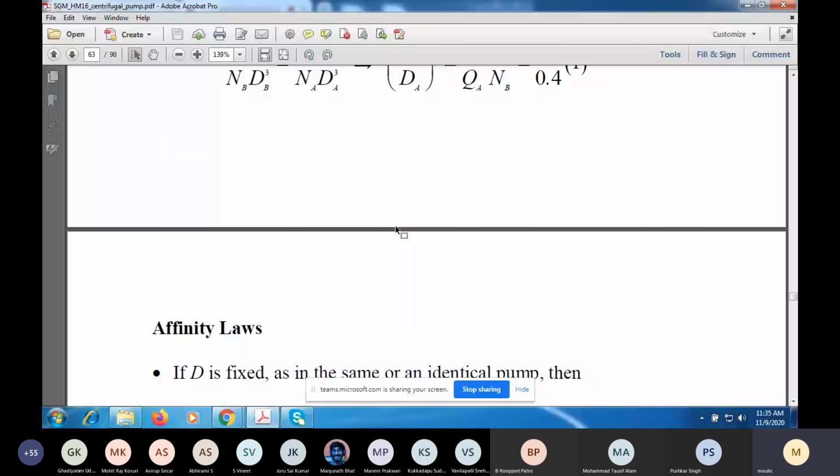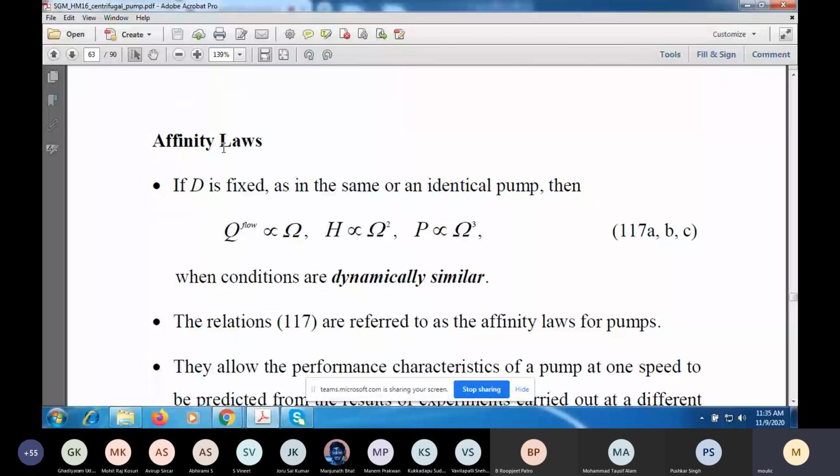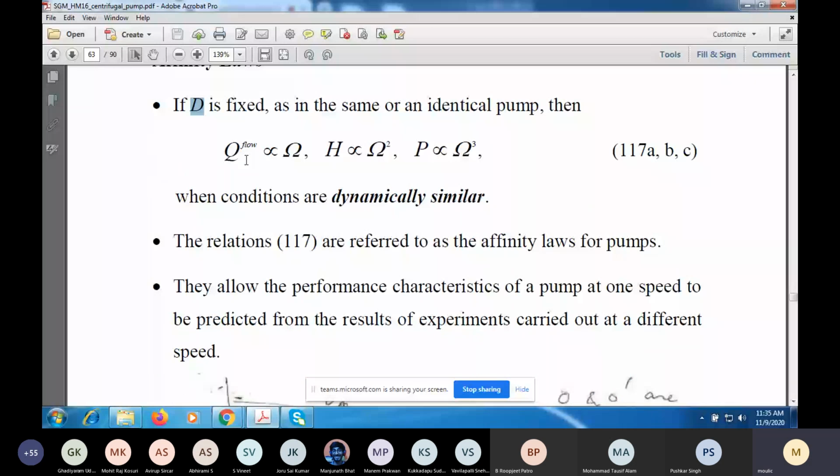Now let us talk about what are called affinity laws. So if we are looking at different running conditions for the same pump or an identical pump, then the impeller diameter is fixed. So then the flow rate will, in dimensional form, be proportional to the angular speed. The head developed by the pump will be proportional to the square of the angular speed, and the power will be proportional to the cube of the angular speed when the conditions are dynamically similar. So these are called affinity laws.